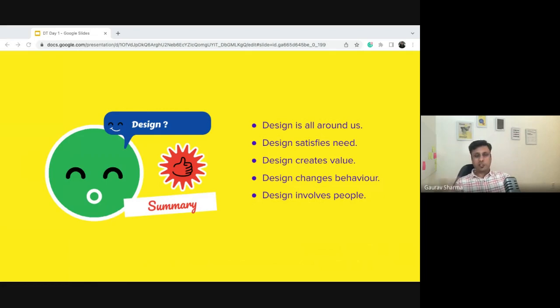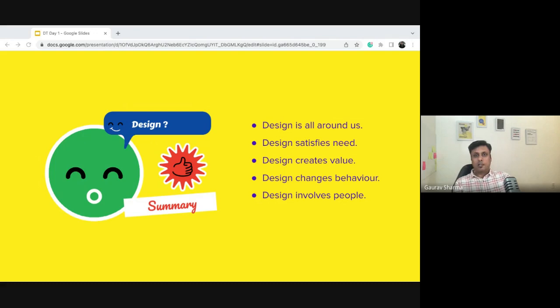So in a gist of whatever we've learned so far, design is all around us. It satisfies a specific need. It creates a value, or it has to create a value, rather. It changes behavior, the way we saw in that roundabout example. And it always involves people. Now, these are, I think, five important things when somebody asks what do you do. These are the five things that we do, essentially to define what design is.